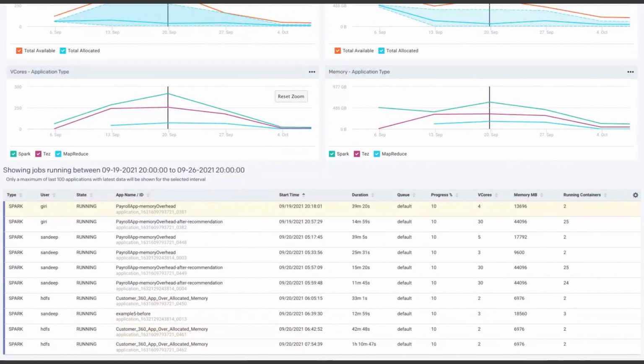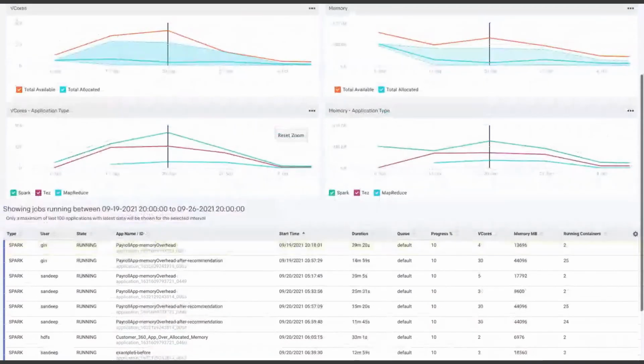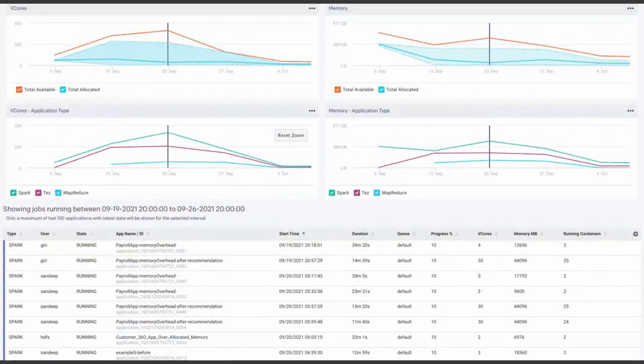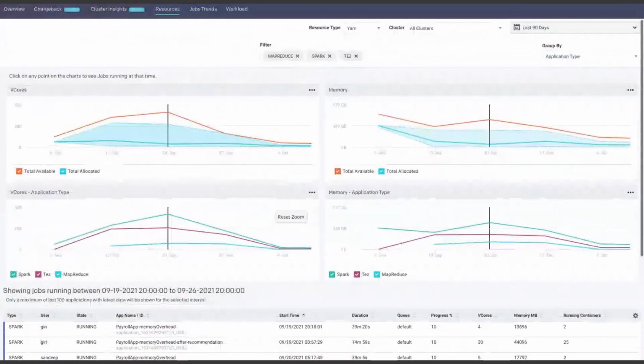And so these are all really good ways in which Unravel has built this application to really help out your IT teams, your DevOps teams, your data ops teams to understand this data and get it into the right hands as quickly as possible. All right.